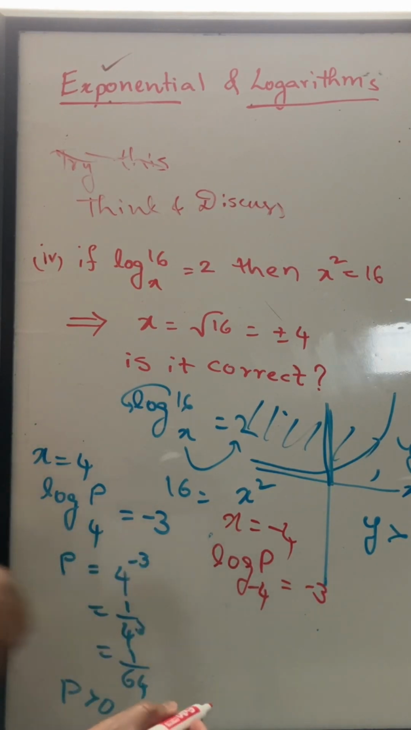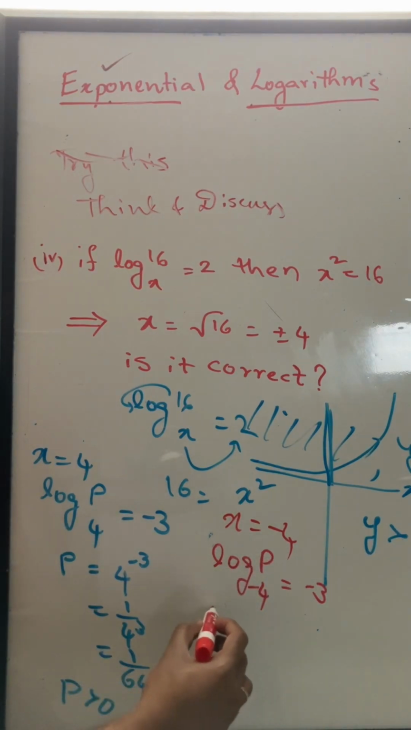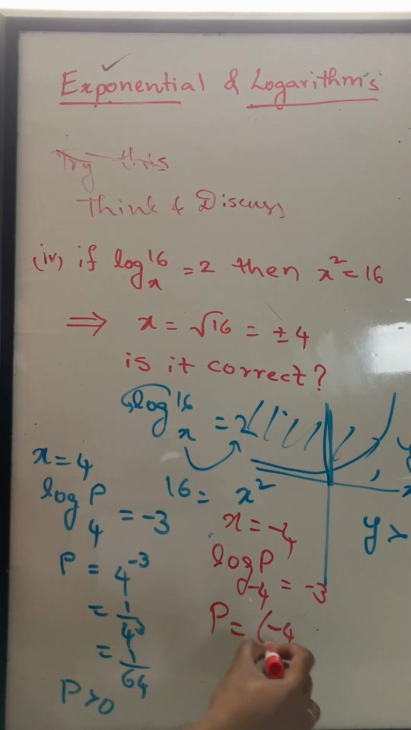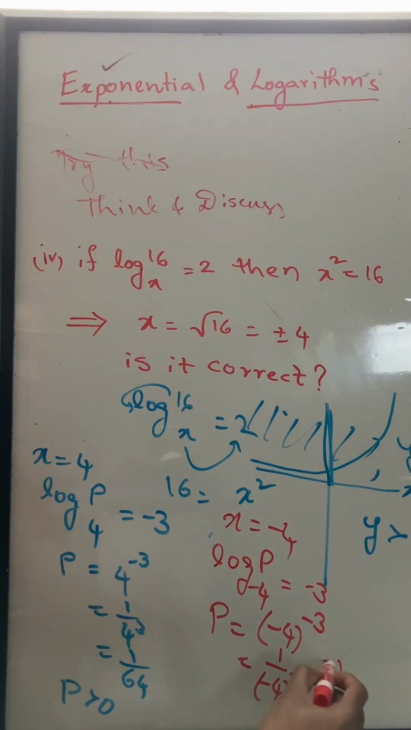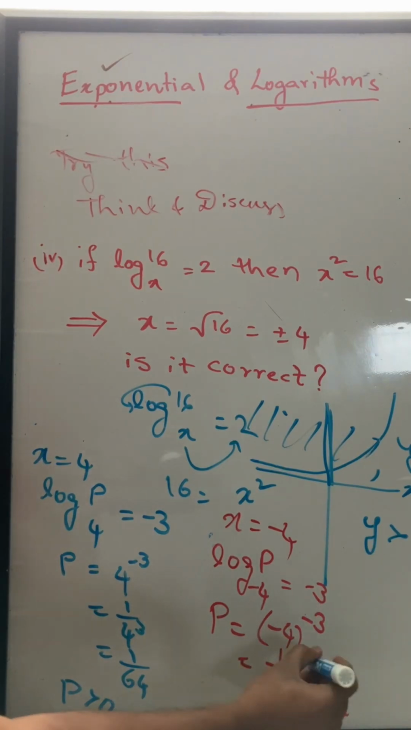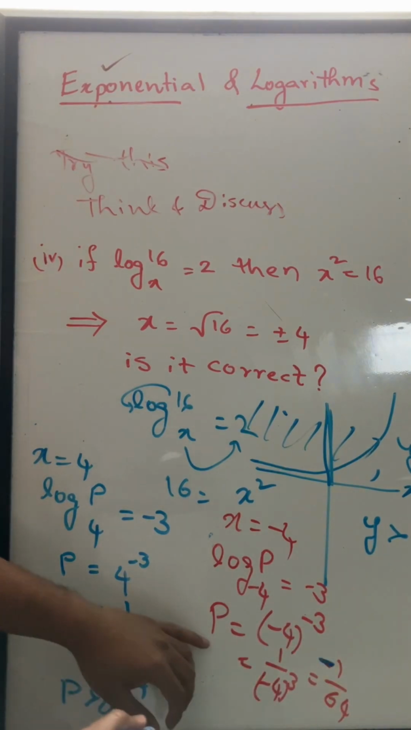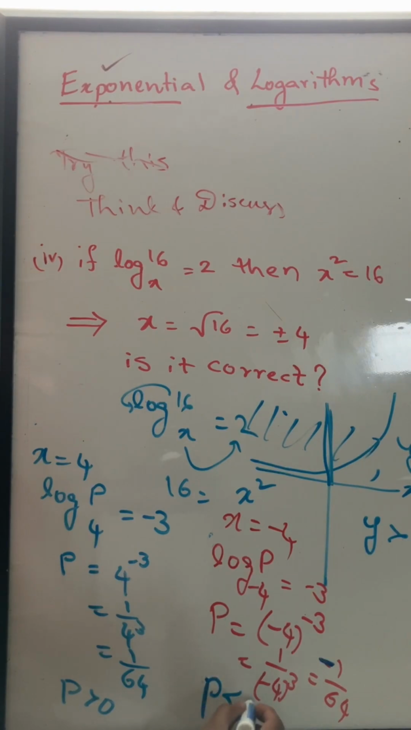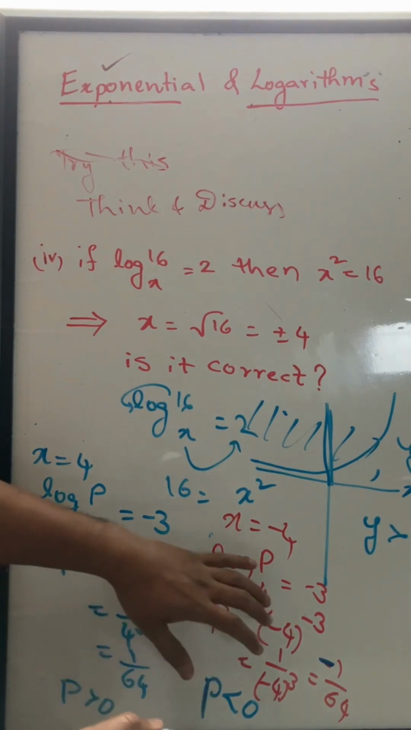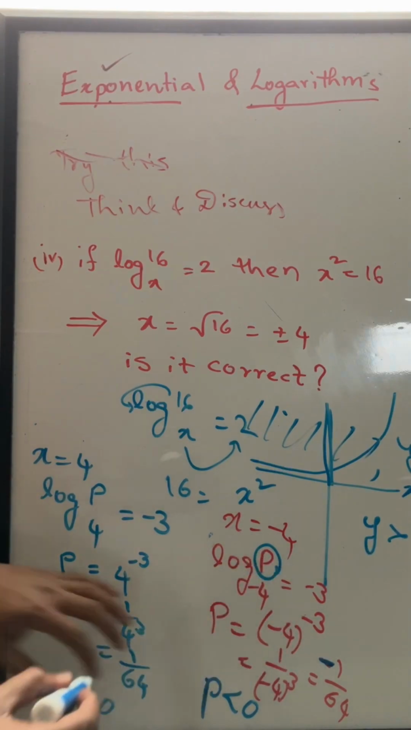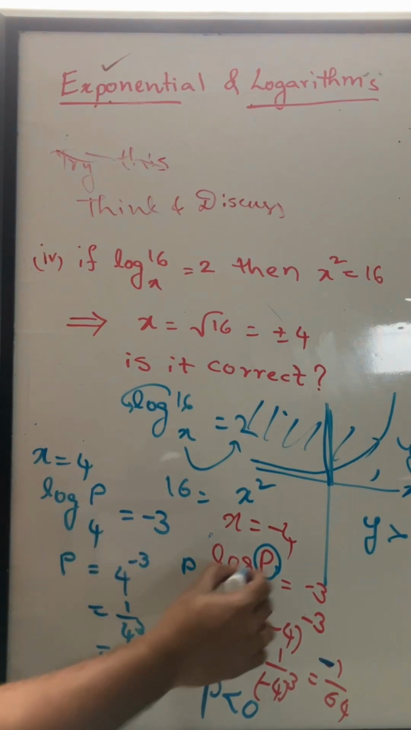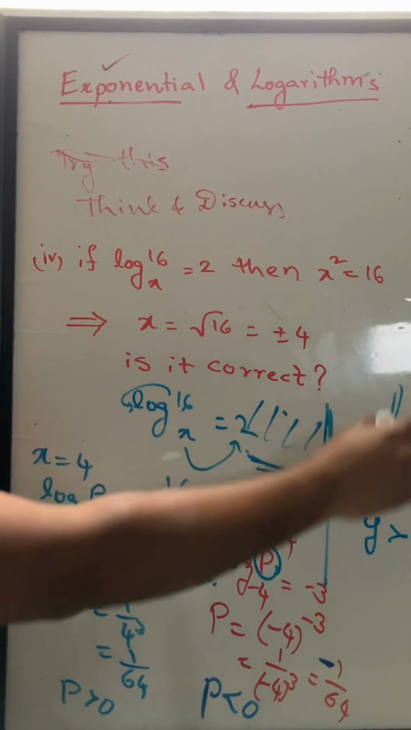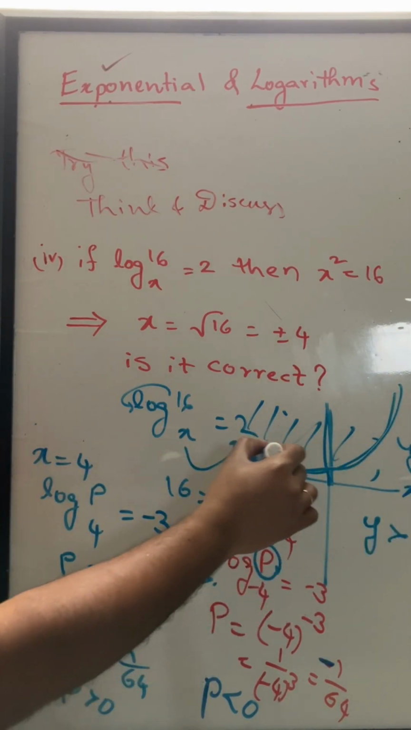So in this situation, what will happen? What is the p value? p becomes negative 4 to the power of negative 3. So 1 by negative 4 whole cube. So this is 1 by 64 negative. Look at this one, negative. So here we got p less than 0. For the logarithm of something, p should always be greater than 0. That's what we derived. log y base 2 means y is always greater than 0.